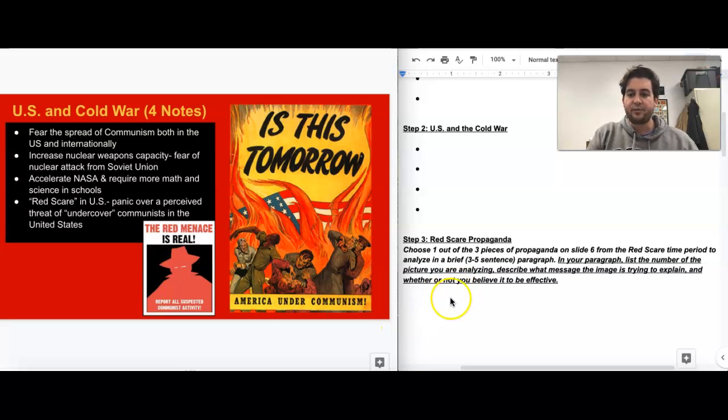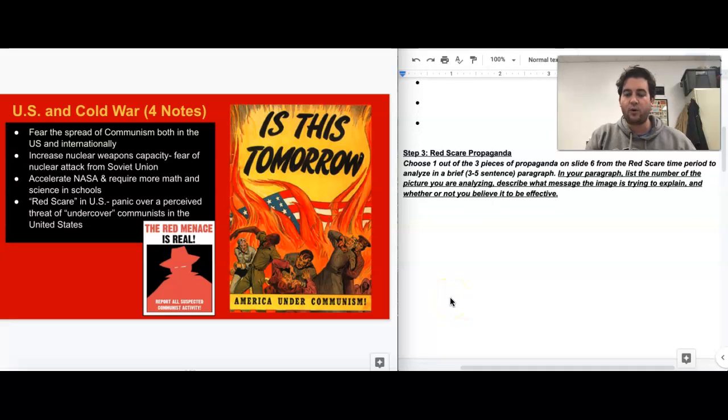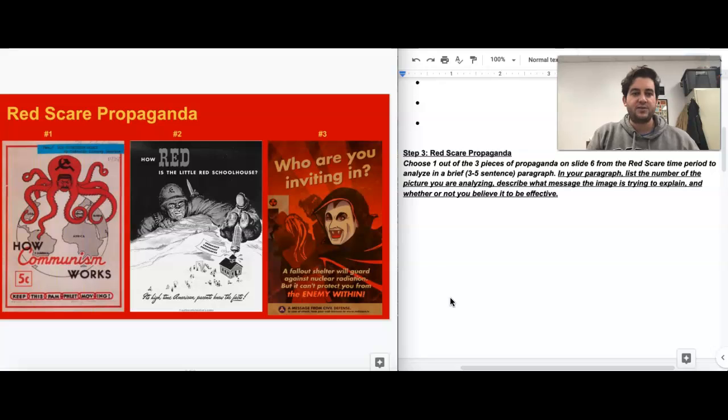Step 3 is going to ask you to do a little bit more analyzing, a little bit more thinking, and a little bit more writing. So on this slide, what you're going to do is use the slide titled Red Scare Propaganda. Step 3 is going to ask you to choose one out of these 3 images of Cold War propaganda, which is again on slide 6.